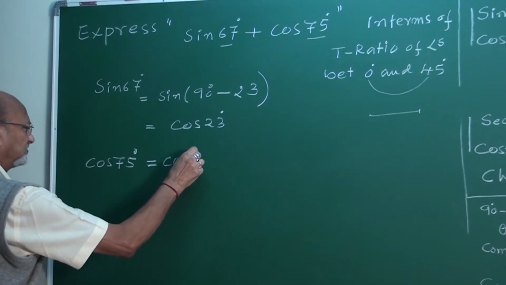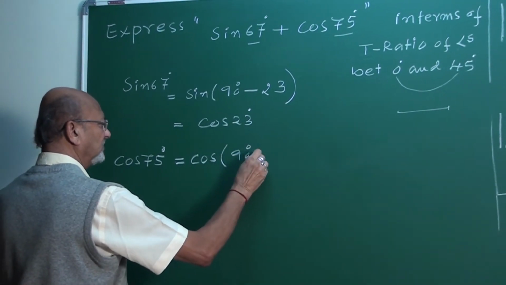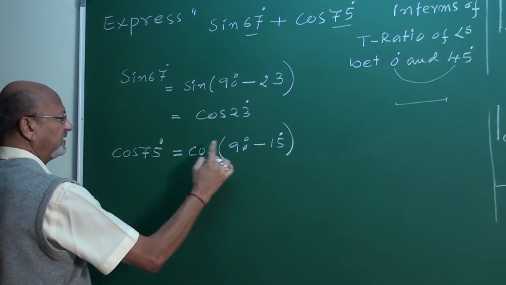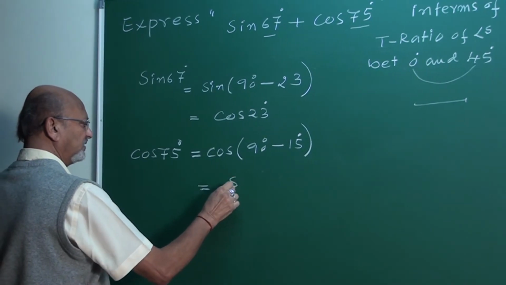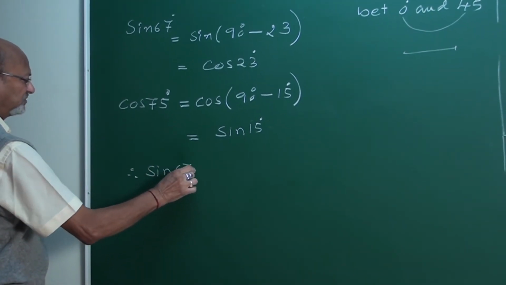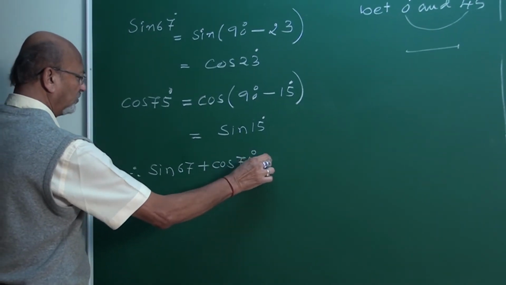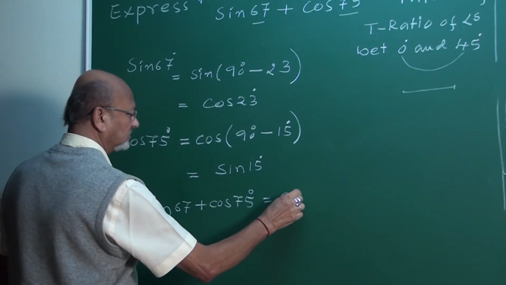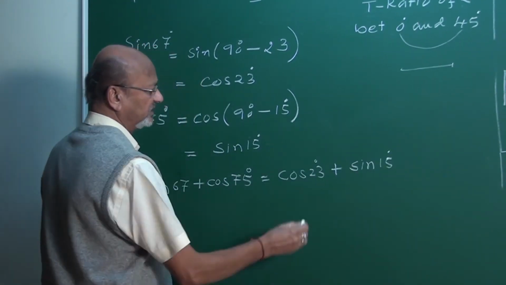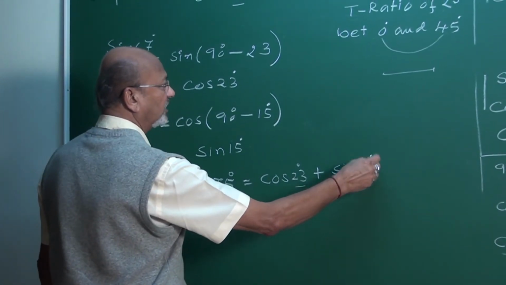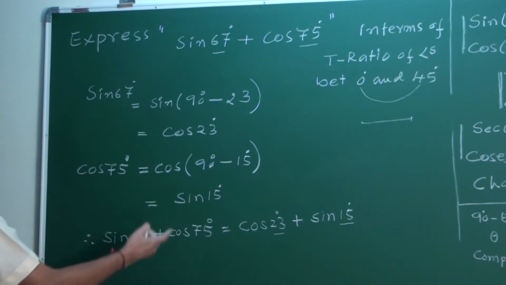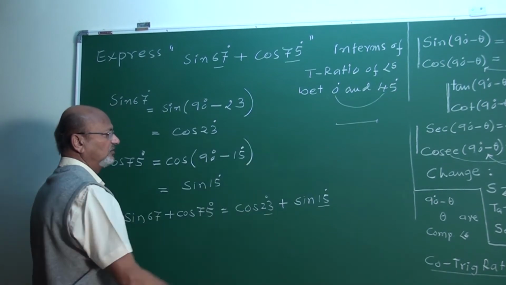Cos 75 degrees, you can write as 90 minus 15 degrees. 75 plus 5 is 80, 80 plus 10 is 90. This changes to sine 15 degrees. Therefore, sine 67 plus cos 75 degrees equals cos 23 degrees plus sine 15 degrees. Both the angles are between 0 and 45 degrees. This is the example: express this in terms of angles between 0 and 45 degrees.